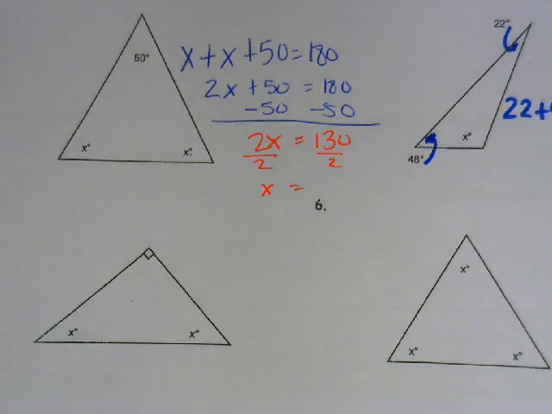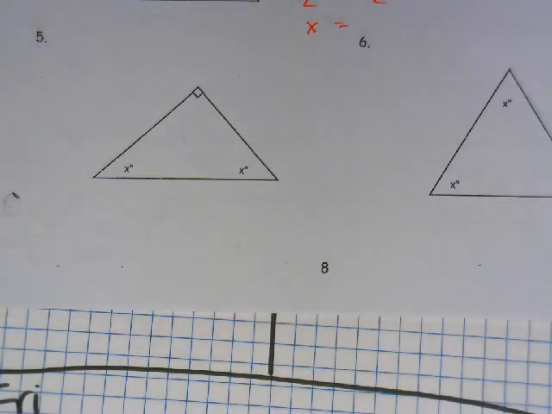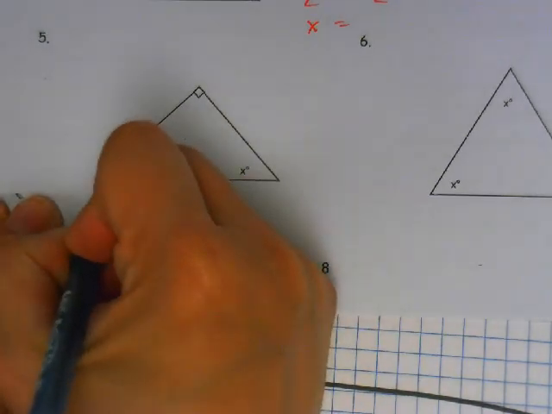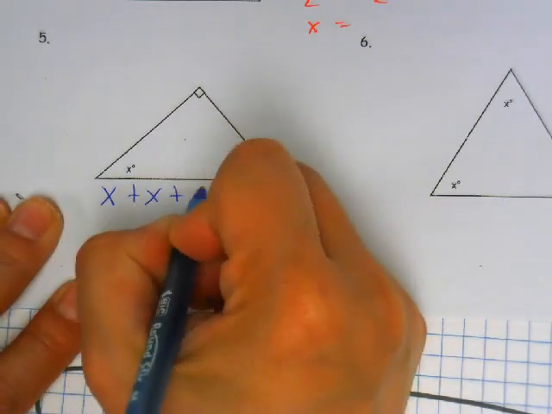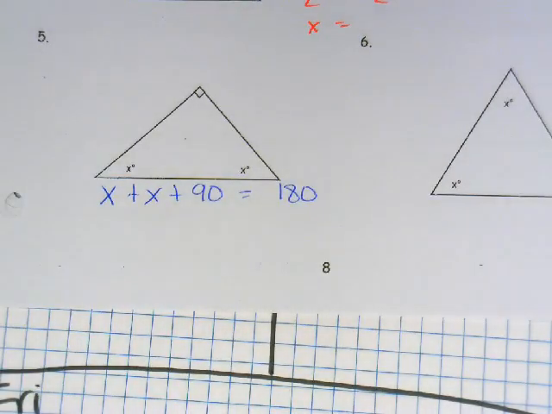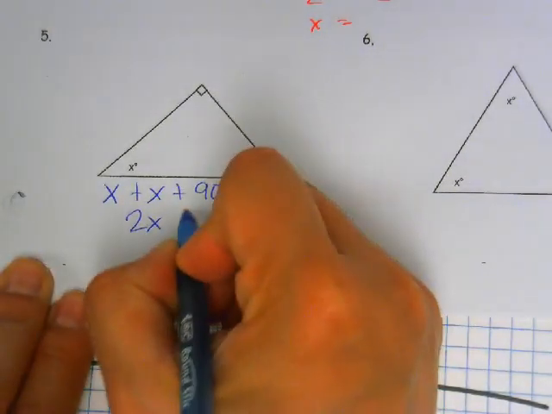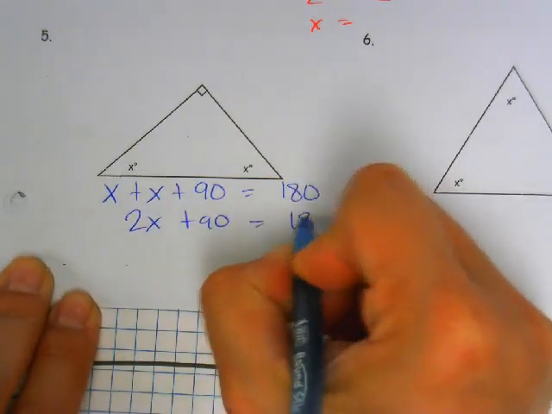Okay, number 5. Whoa, we have a lot of missing information. They didn't give us any numbers. Or did they? What is this? This is actually a 90, right? So you have x, x, and 90. So we're going to write that down. You'll probably get these on the SBAC. X plus x plus 90 equals 180. What is x plus x? 2x. So you have a 2x plus a 90 equals 180.